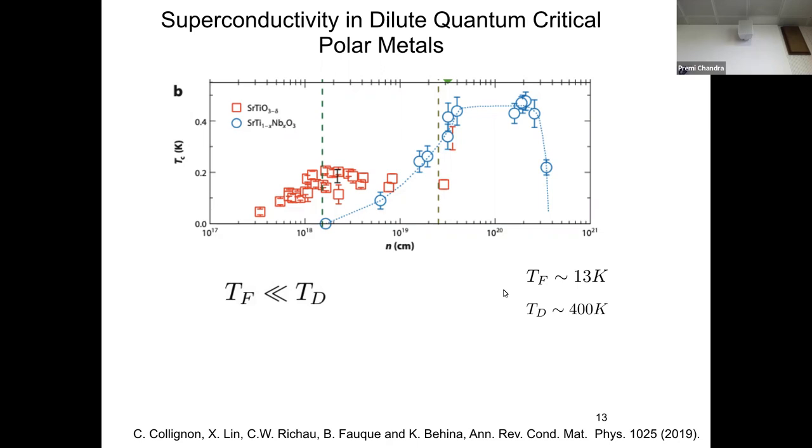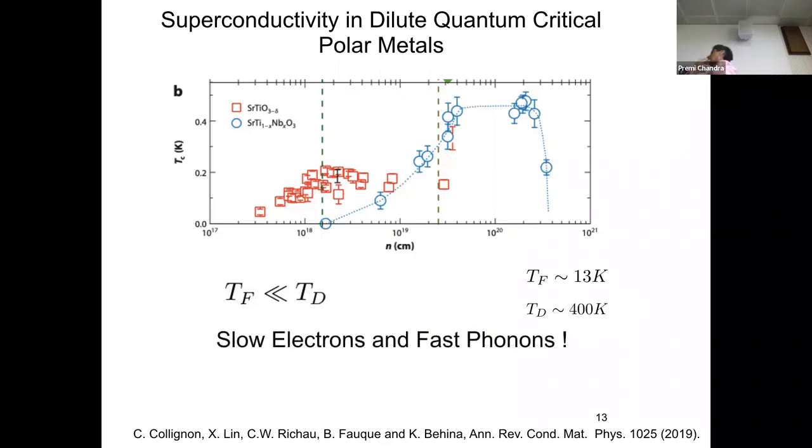Depending on the density, TF is approximately 20 Kelvin, something like that. The Debye temperature is about 400 Kelvin. So TF is much, much less than TD. Recall that, for example, for BCS, we normally have fast electrons and slow phonons. Here we have the opposite way around. So the standard BCS scenario doesn't work.